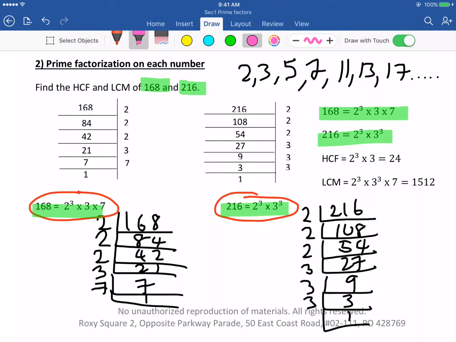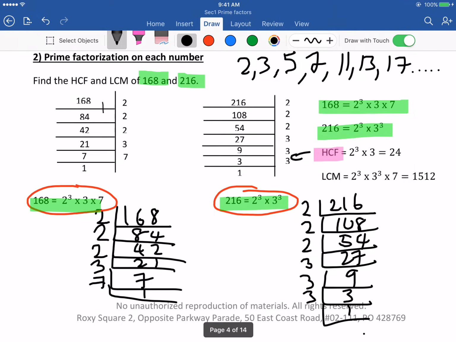So how am I supposed to find our HCF? Okay, this is a technique. To look up for the HCF, we take the lowest power. You make a direct comparison and look up for the lowest power.